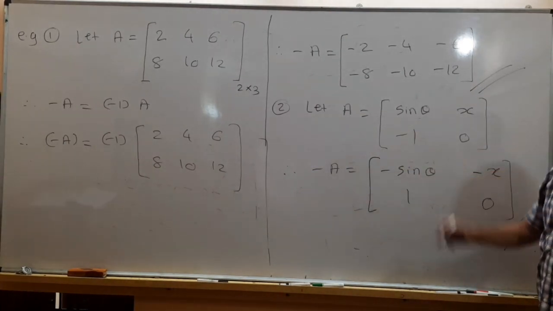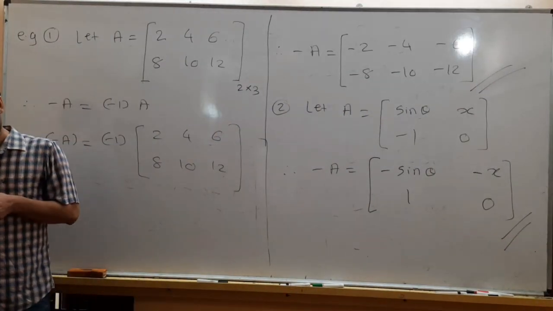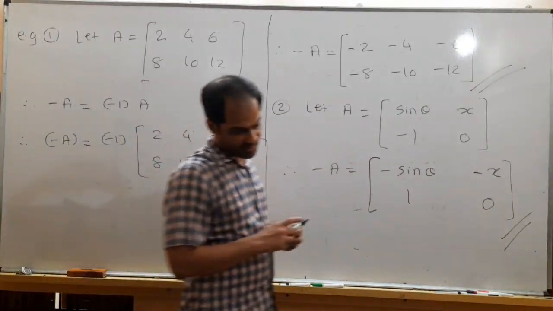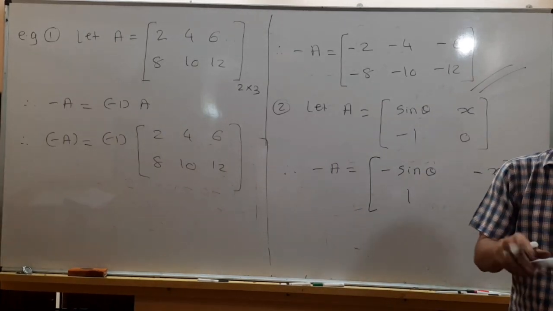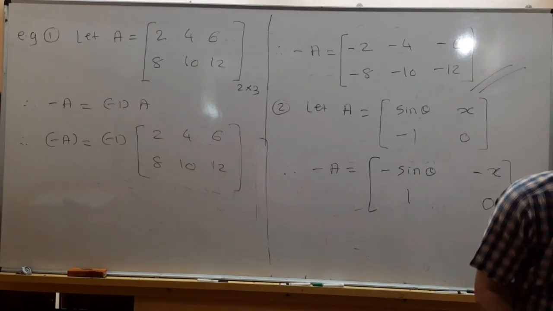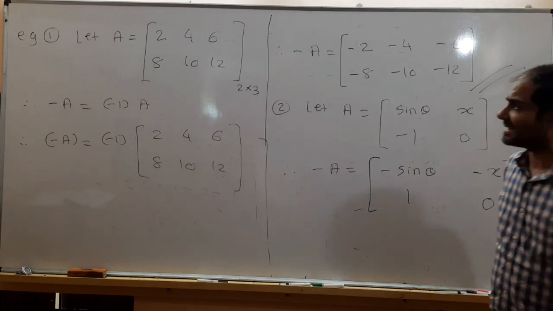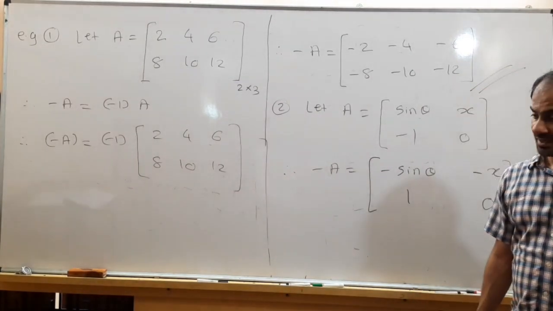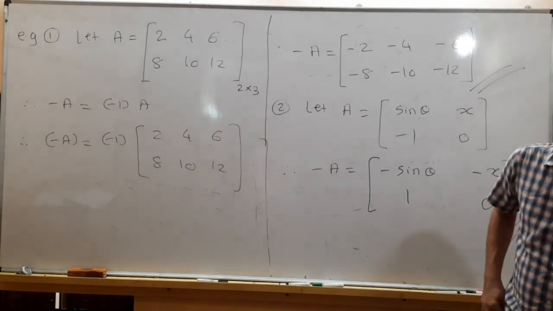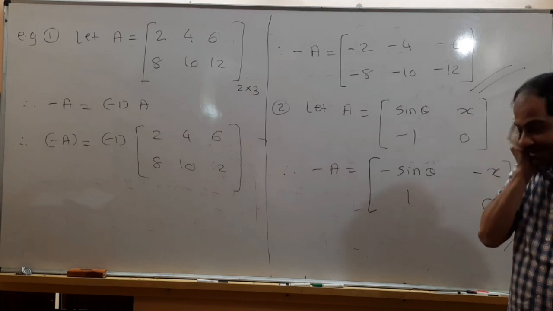So you need not show two steps, right? Easy. That is negative of A. Now, difference of two matrices. The next operation is difference of two matrices, and that is subtraction of two matrices.